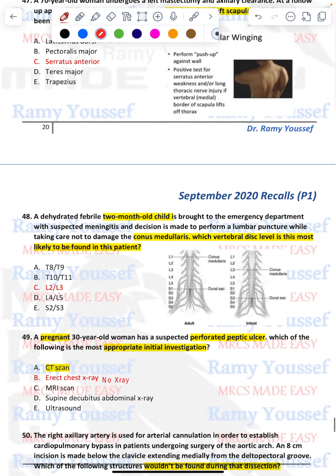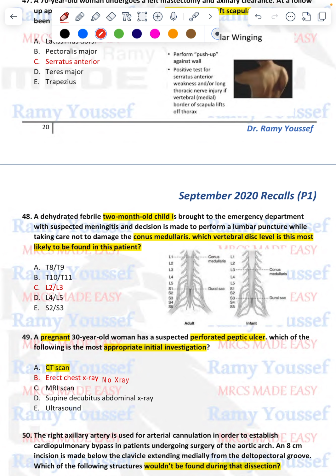The right axillary artery is used for arterial cannulation to establish cardiopulmonary bypass in a patient undergoing surgery for the arch of the aorta. An 8 centimeter incision is made below the clavicle, extending medially from the deltopectoral groove. Which of the following structures won't be found during dissection? So this is the approach for the axillary artery.